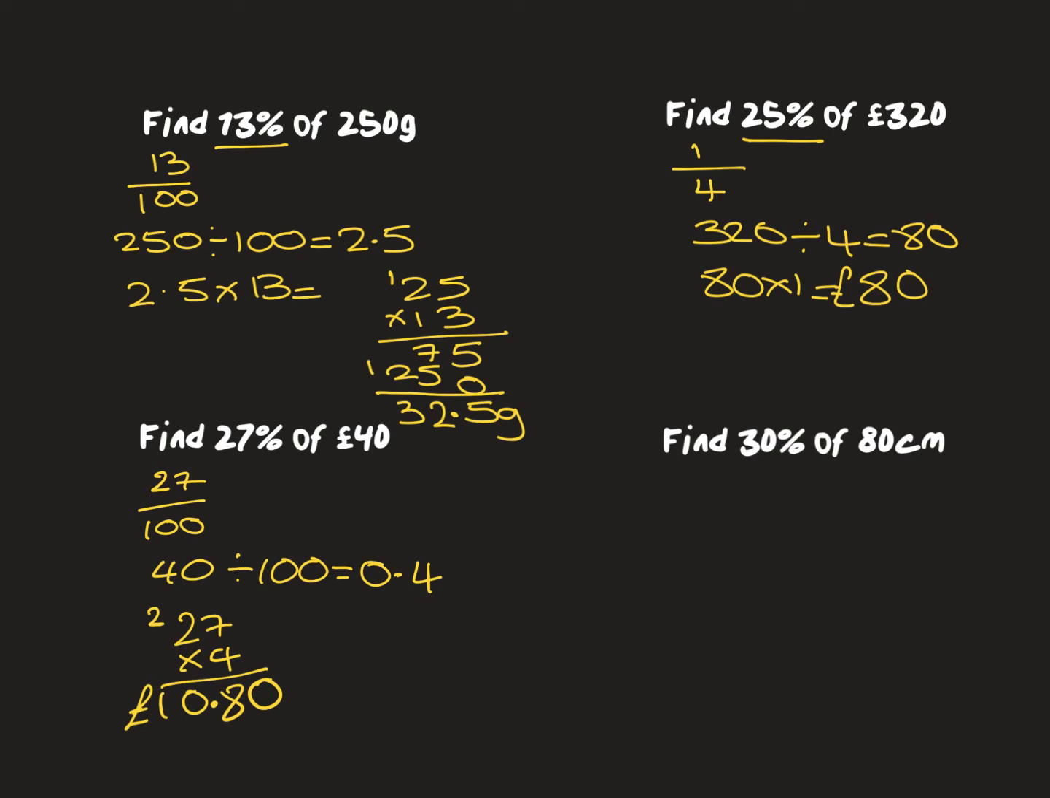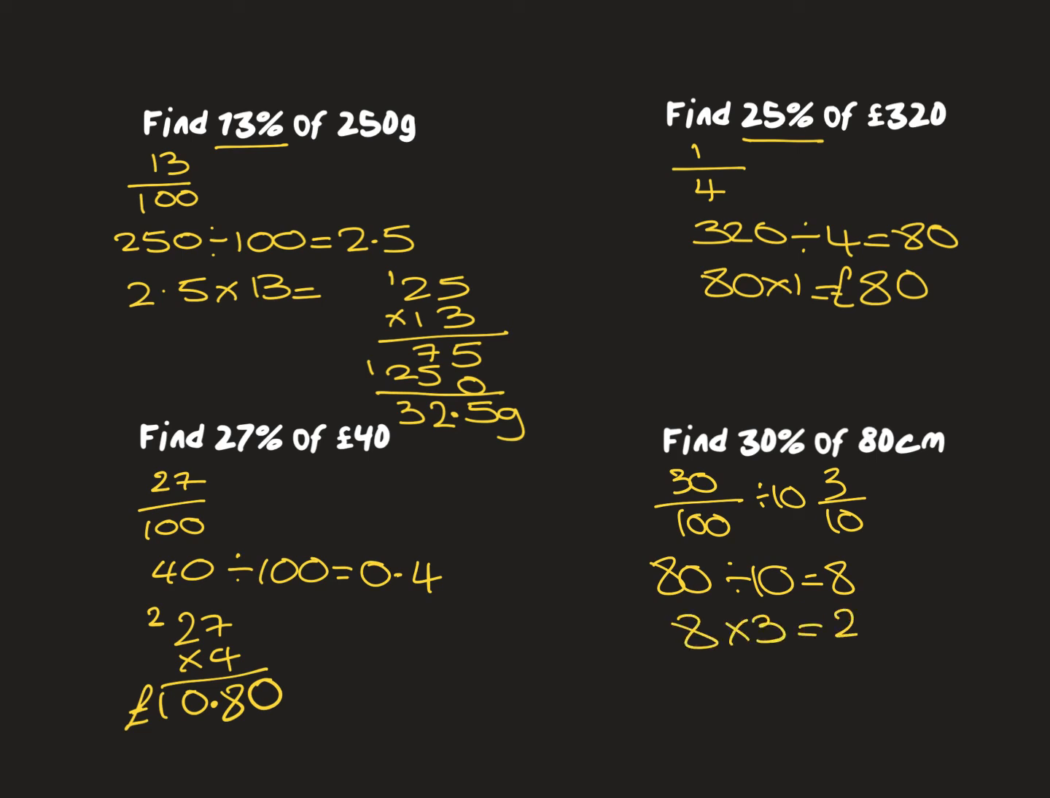Find 30% then of 80 centimetres. So 30% is 30 over 100. That's very easy to simplify. So I'm going to divide it by 10 and write down 3 over 10. And I'm going to divide by 10 and times by 3. So 80 divided by 10 is equal to 8. And then that's the divide by bottom part done. And then I need to multiply by top. So 8 times by 3. 3 eights are 24. And this was centimetres, so I need to put in my centimetres units.